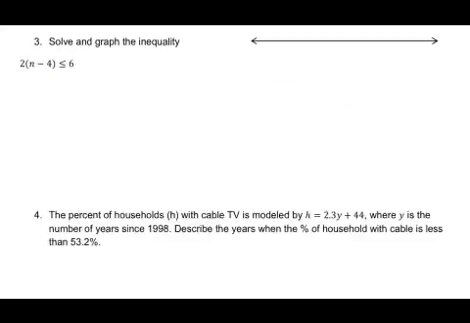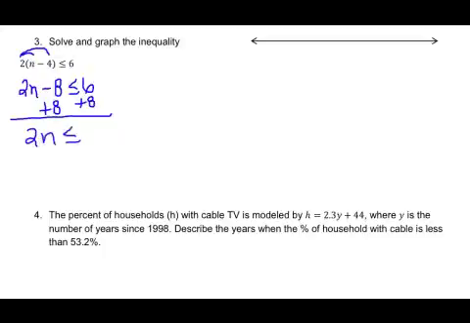For number 3, again, solving and graphing. So we have 2 times the quantity n minus 4 is less than or equal to 6. Since we have parentheses, we can distribute. So we have 2n minus 8 is less than or equal to 6. We're going to add 8 to both sides. Again, we're trying to get n all by itself. 2n is less than or equal to 14. And then we divide by 2 to get n by itself. So n is less than or equal to 7. So again, we put 7 on our graph. It's less than or equal to, so it's a closed circle, and it's going to the left.